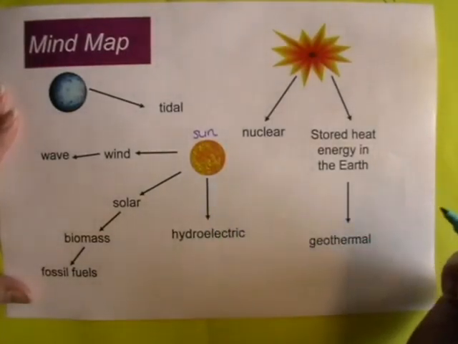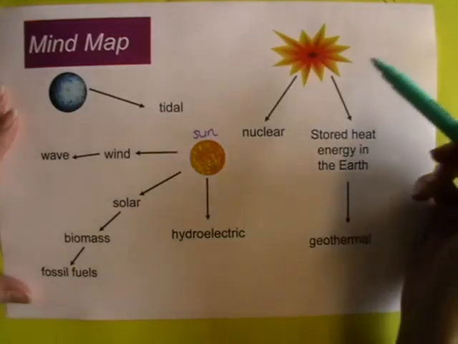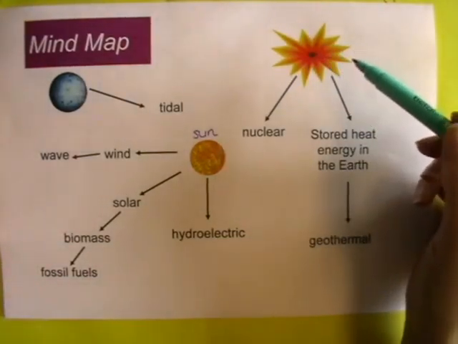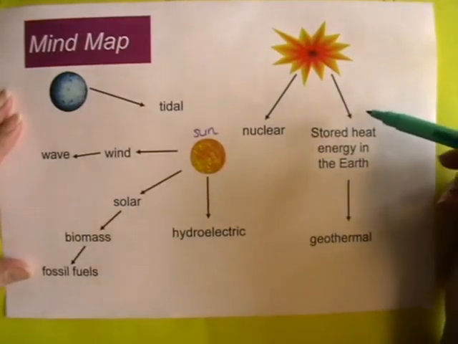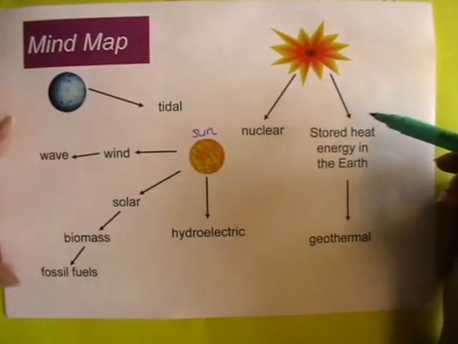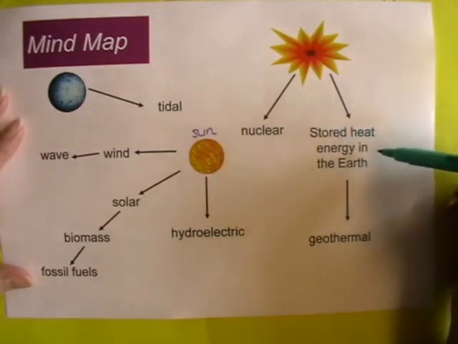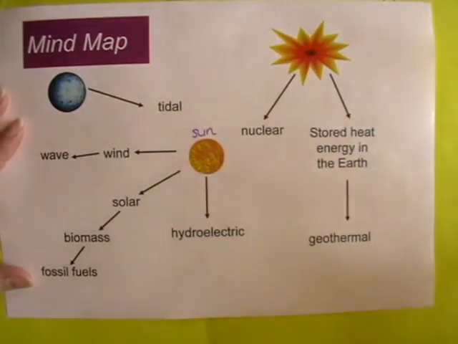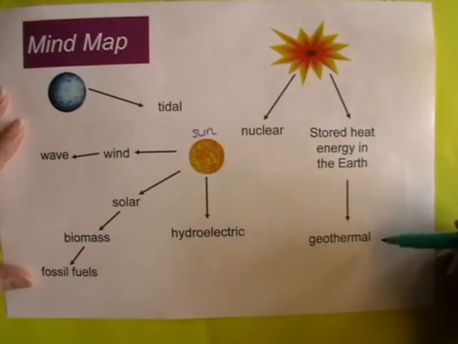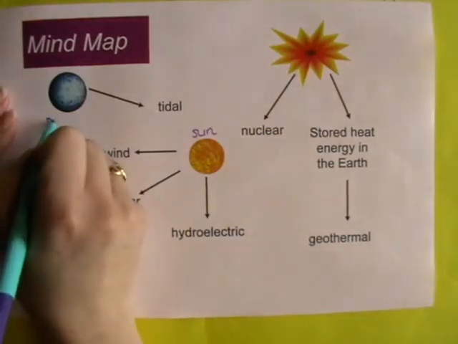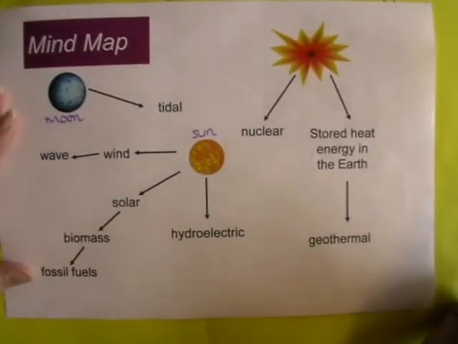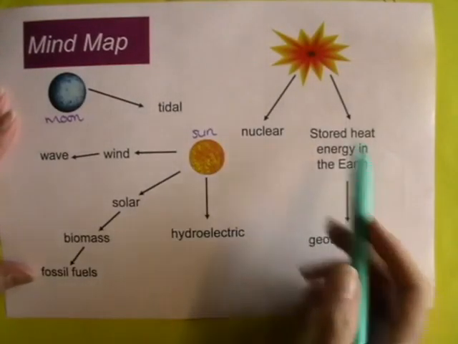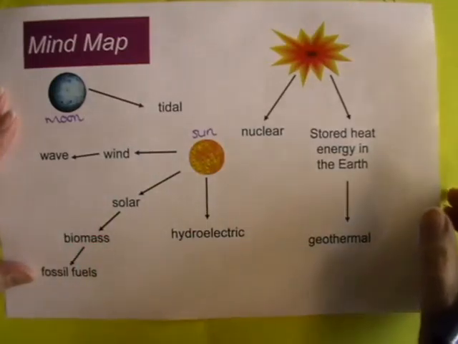It also links to the hydroelectric. Explosive energy or reaction energy is where we get our nuclear energy. And then the initial explosion of the Big Bang has resulted in stored heat energy in the Earth, down below the surface, and this is what we call geothermal. And the final one then, this is the moon, which is linked to tidal energy. So those are the energy resources that we can use and their original sources.